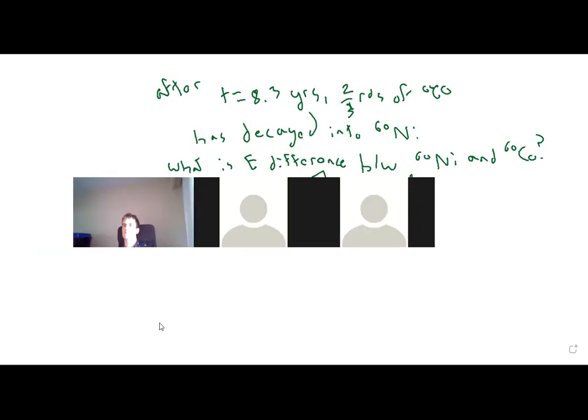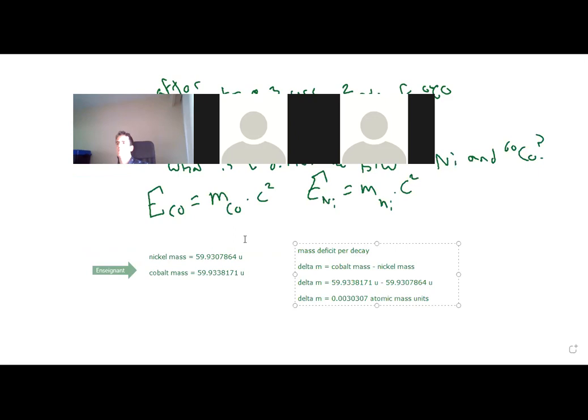But I'm just going to pull them up. So I got the facts written down right here. You can see that in atomic units, the cobalt is ever so slightly heavier than the nickel. So that mass difference also causes a rest energy difference. Then to find the difference in mass, you can just literally take one mass minus the other.